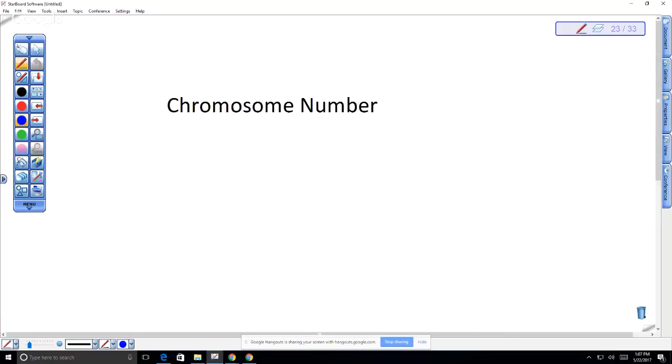So if you have the normal number of chromosomes, you are said to be a euploid. Right? So eu means good. You've seen that in the word eukaryotic, a good nucleus. Ploid means number of copies, right? So in humans, this would be 46 total chromosomes, not pairs, but total chromosomes.